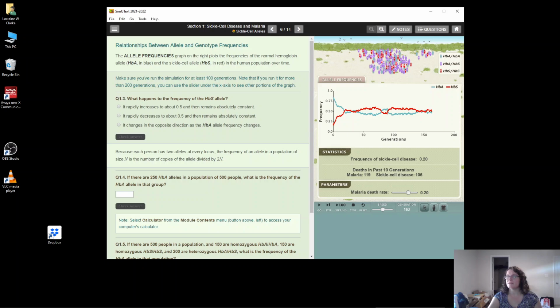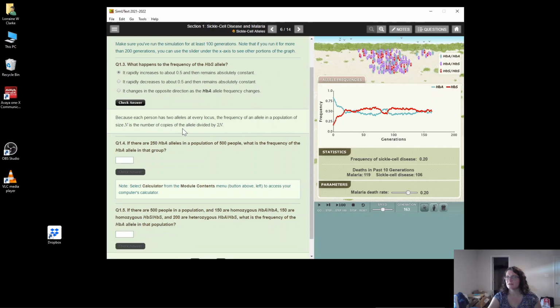So, what happens to the frequency of the S allele? It increased, look at that, okay? We want to see it rapidly increase to about 0.5, then remains constant. And because each person has 2 alleles at every locus, the frequency of an allele in a population of size n is the number of copies of the allele divided by 2n, which is what we did with solving some of those problems, okay? There's 250 HBA alleles in a population of 500 people.